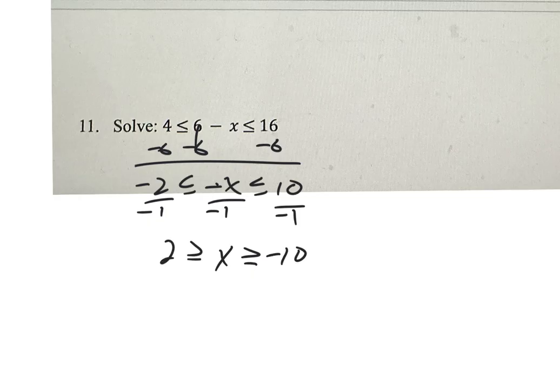Technically, that's really all you have to do, because it doesn't say to write in interval notation, but I wish you would. It goes from negative 10 to 2. It's kind of written backwards there because we flipped the signs, but that's okay.